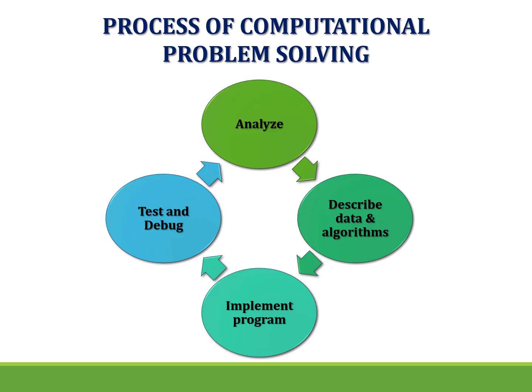The third step is implement program. While in the second step we'll be finding the algorithm to solve the problem, with the help of the algorithm, how to implement it in a particular programming language will be done in that third step. And the final step is test and debug. If we find a solution for the problem, we have to check whether that solution will actually solve the problem or whether it will lead to another error. So these are the steps of computational problem solving. Now we'll see the steps in detail.